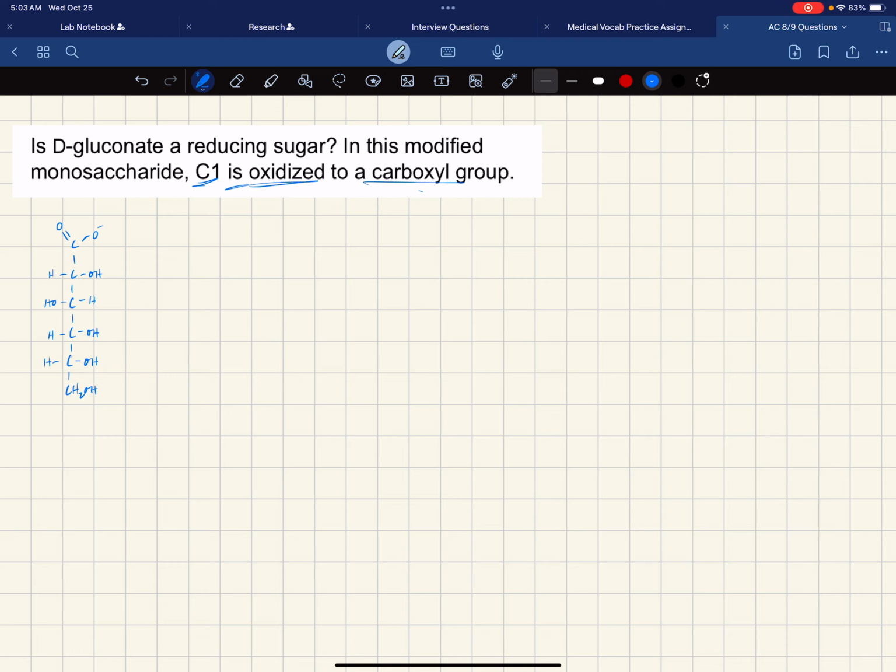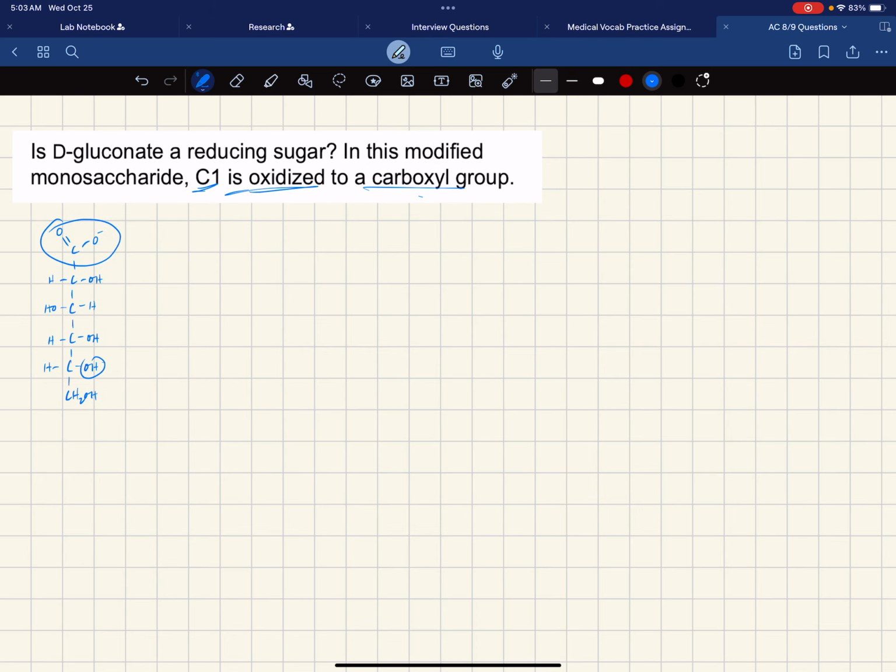So the important thing to recognize here is that we modified C1, and we modified it such that this is its most oxidized form. This isn't going to be able to do this reaction anymore, so it's not going to be able to reduce something else if this first carbon is already in its most oxidized form. So a good way to think about this is because we modified C1, this is not a reducing sugar.